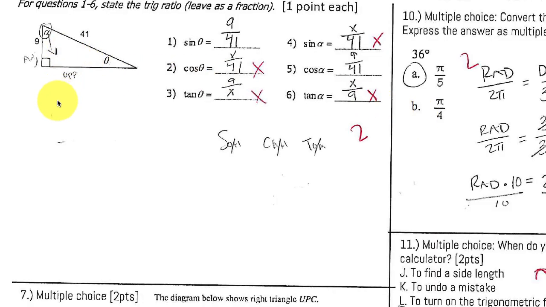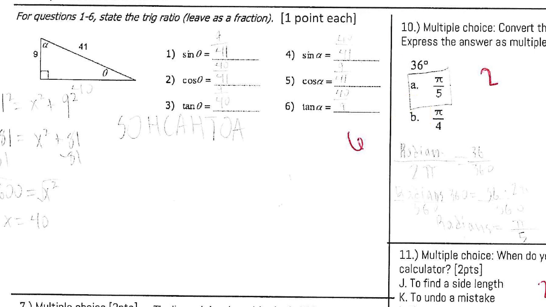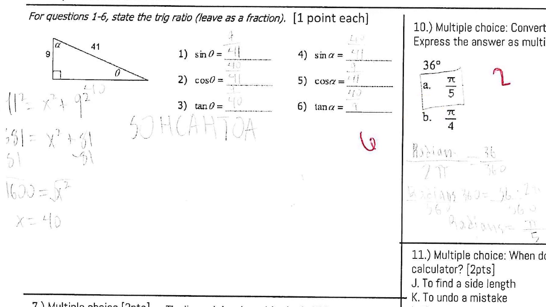So here's a student who couldn't recognize that you should have used the Pythagorean theorem to solve for the third side. Another student who didn't know to solve for the third side using the Pythagorean theorem. A little bit hard to see, but here's a student who did use it. You can see the Pythagorean theorem there, and they got 40. They got 6 out of 6 correct.